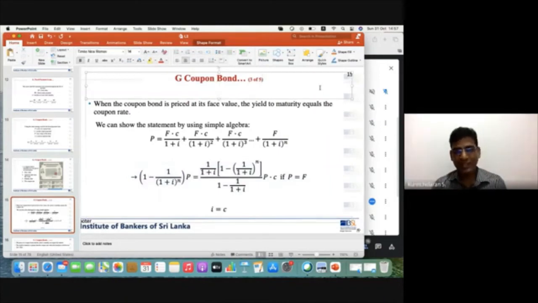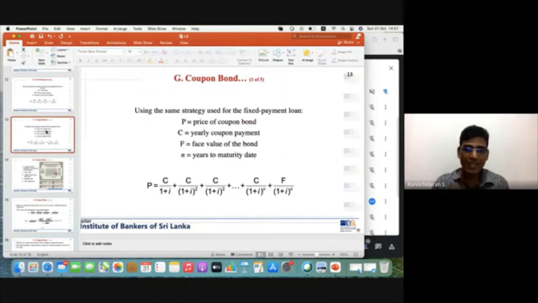Okay, thank you. So the concept behind this, I'll go back to this one. If the price at which you bought this bond is equal to face value, then your interest rate, that means the coupon rate, is equal to your yield. Make it clear: the coupon rate is equal to the yield rate. There's no issue, that's what I have mentioned here.